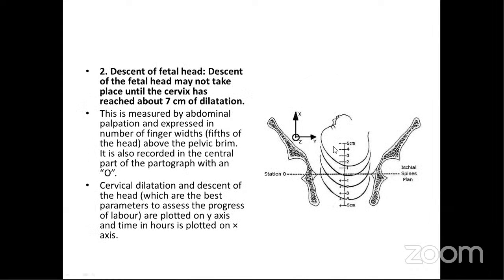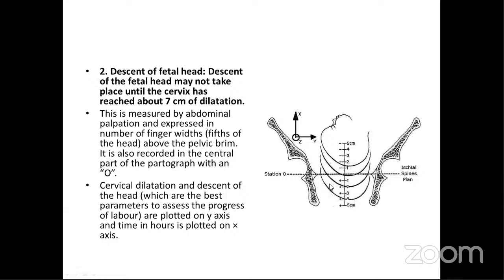Now, the descent of the fetal head is measured by per abdominal examination most of the times, and you avoid doing frequent PV examinations during labor, as you all know, except maybe once in 2 hours, or if the progression is better, once in 3 to 4 hours as well. So per abdominal examination is the best way to assess the descent of the fetal head, and it is measured in terms of fifths of the fingers.